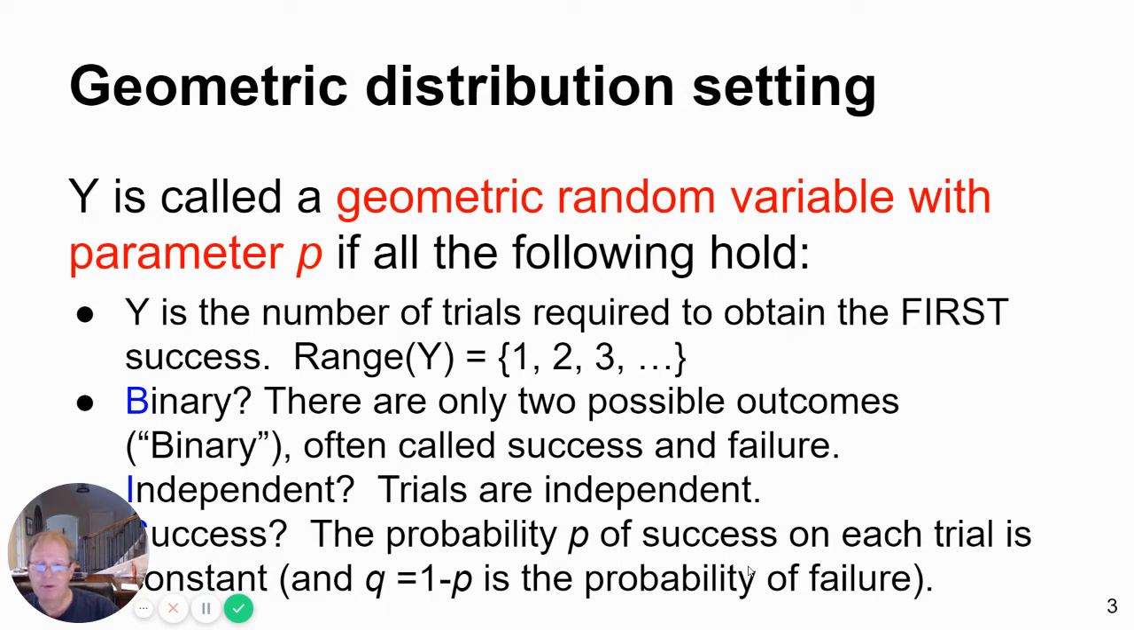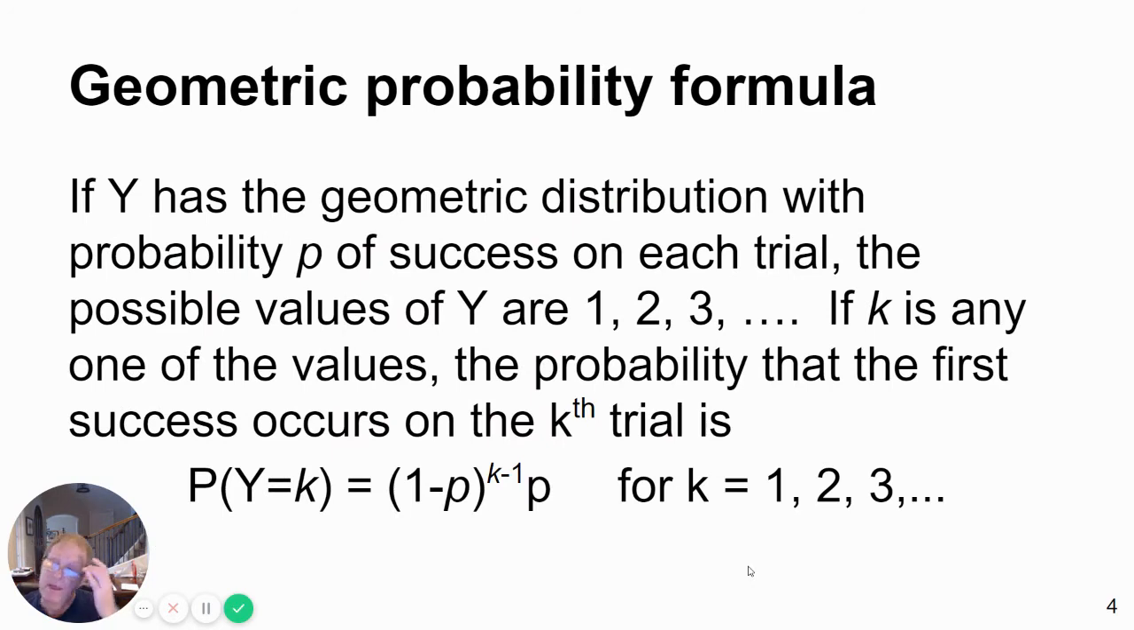Binary, there has to be only 2 possible outcomes, often called success and failure. Independent, the trials must be independent, and the probability of success must be constant. If all of those conditions hold, then Y follows a geometric distribution with parameter p. Now, if Y follows a geometric distribution and the possible values for Y are 1, 2, 3, and k is one of those values, the probability that the first success occurs on the kth trial is given by this formula.